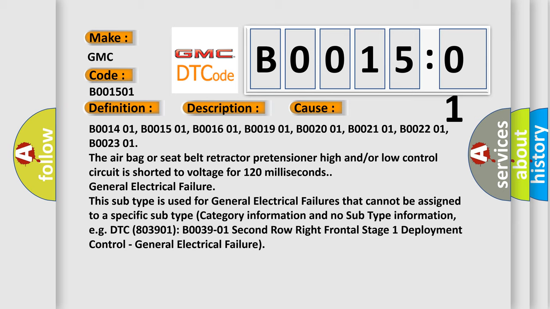General electrical failure. This subtype is used for general electrical failures that cannot be assigned to a specific subtype category, with no subtype information, e.g. DTC B0039-01: second row right front stage 1 deployment control, general electrical failure.